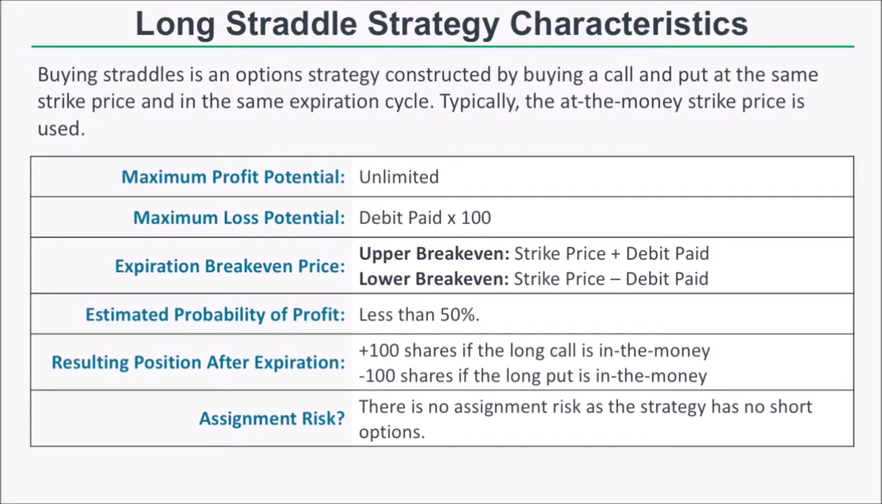Now, the resulting position after expiration depends on if the long call or the long put is in the money. So if the long call is in the money at expiration, then a long straddle will expire to plus 100 shares of stock per call option that you have. Now, if the long put is in the money at expiration, then the position will expire to negative 100 shares of stock per long put. So that's essentially a short stock position of 100 shares per put that you own. Now, since a long straddle does not include any short option components, there is no early assignment risk.